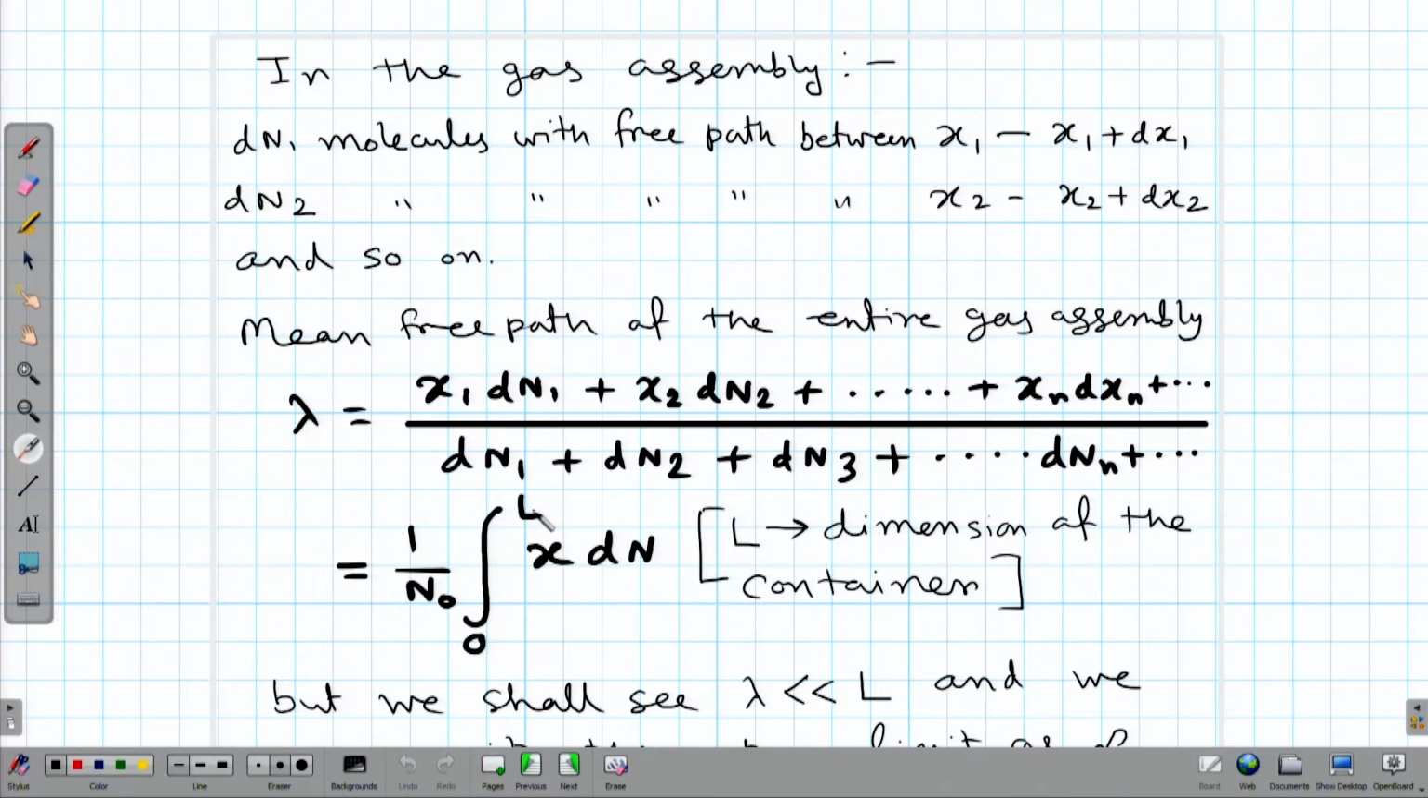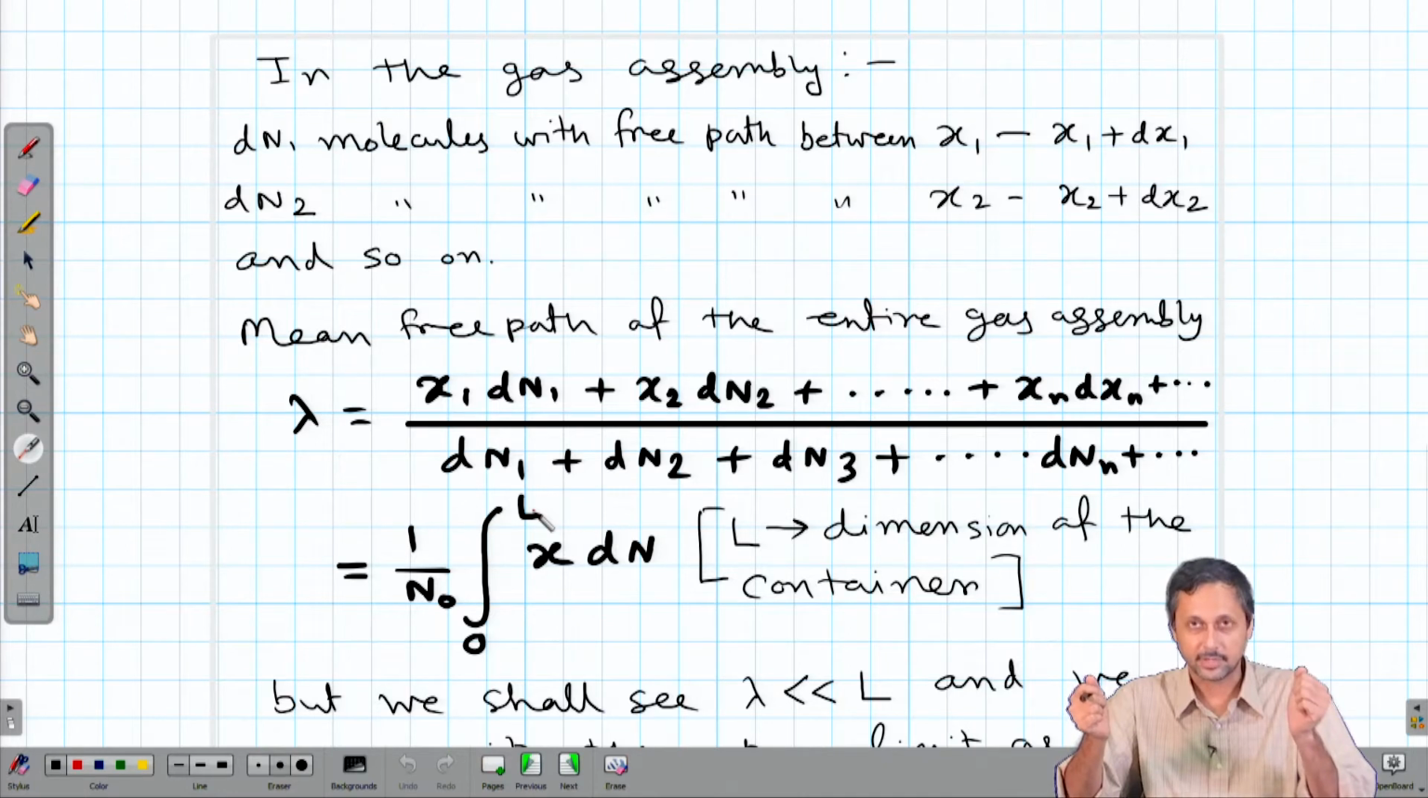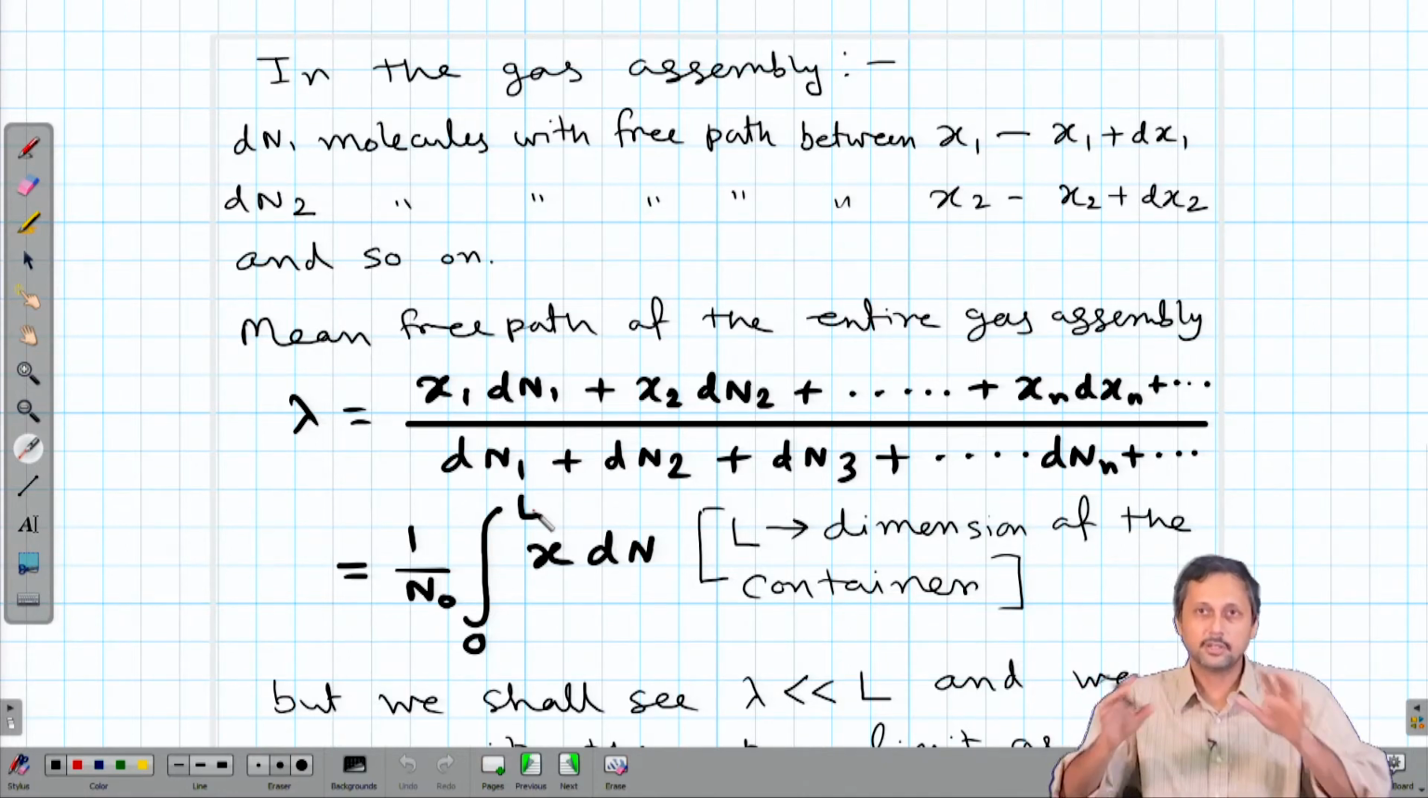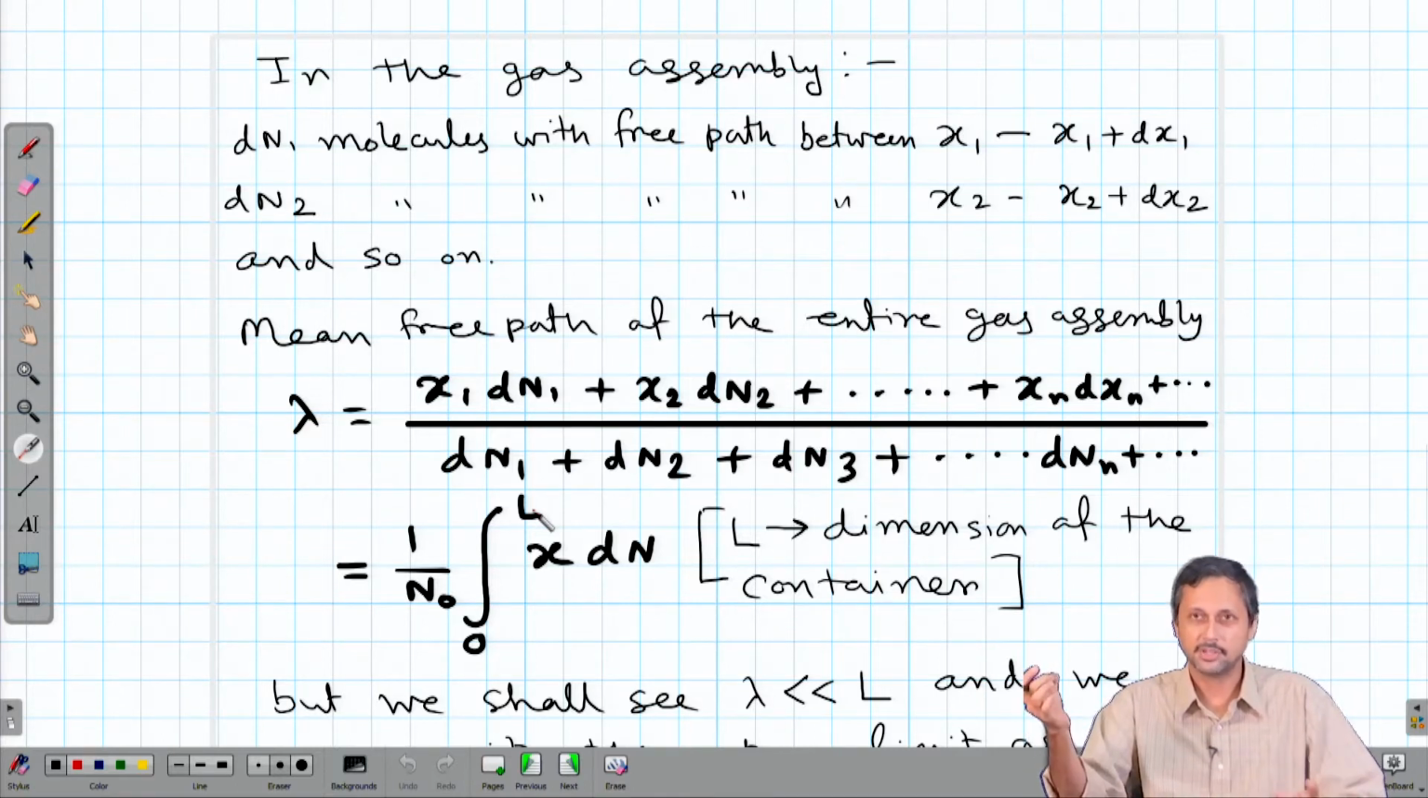Now, why L? L is the typical dimension of the container. The gas molecules are inside some container, some tank or something. If it has a dimension of 1 feet by 1 feet by 1 feet, the maximum value of x can be only 1 feet, or maybe the diagonal length, whatever it is, but it is of the order of L.